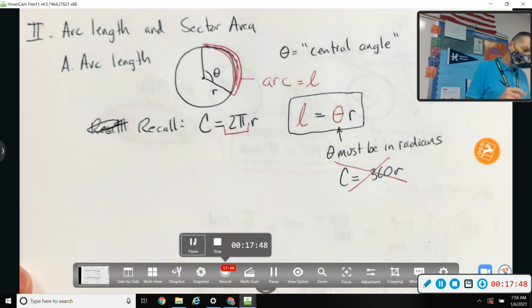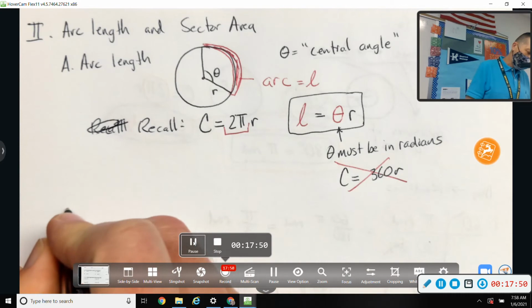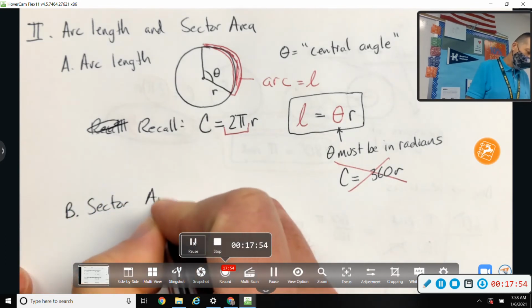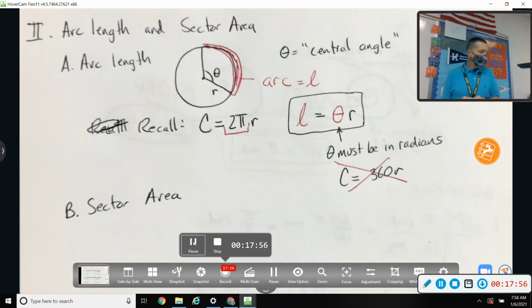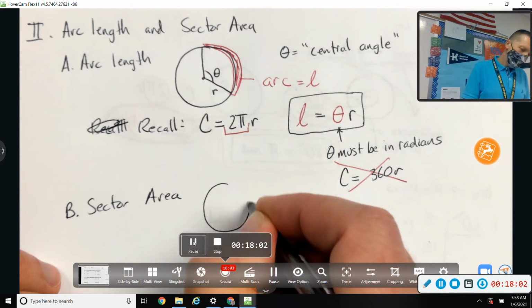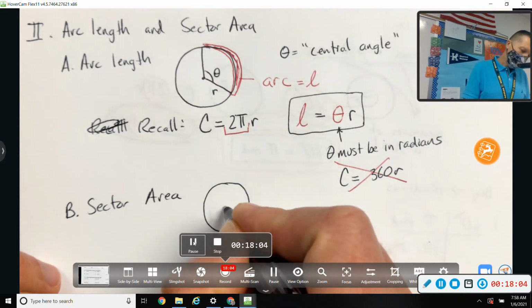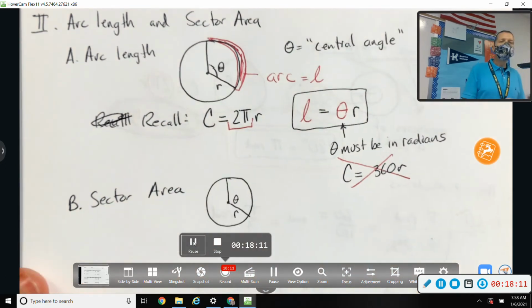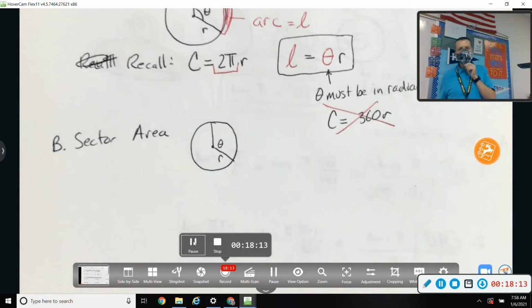We'll do an example combined with sector area in a minute, because they're pretty similar. Sector area. Let's draw a circle again, and let's even do the same picture. It has a central angle theta, and a radius r.